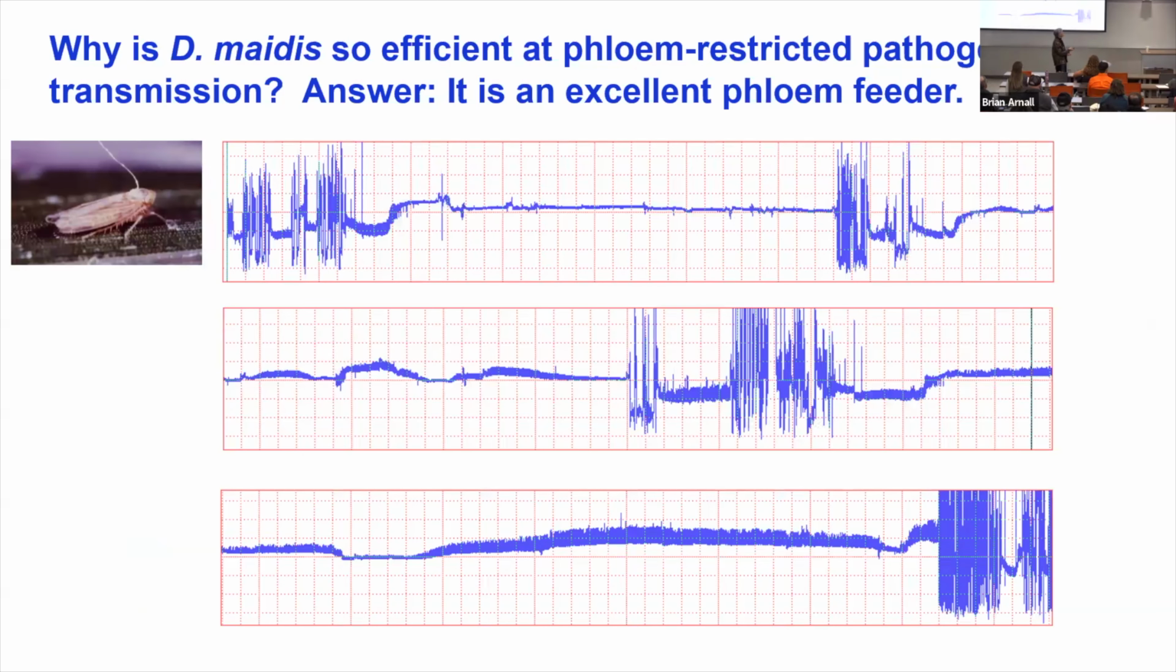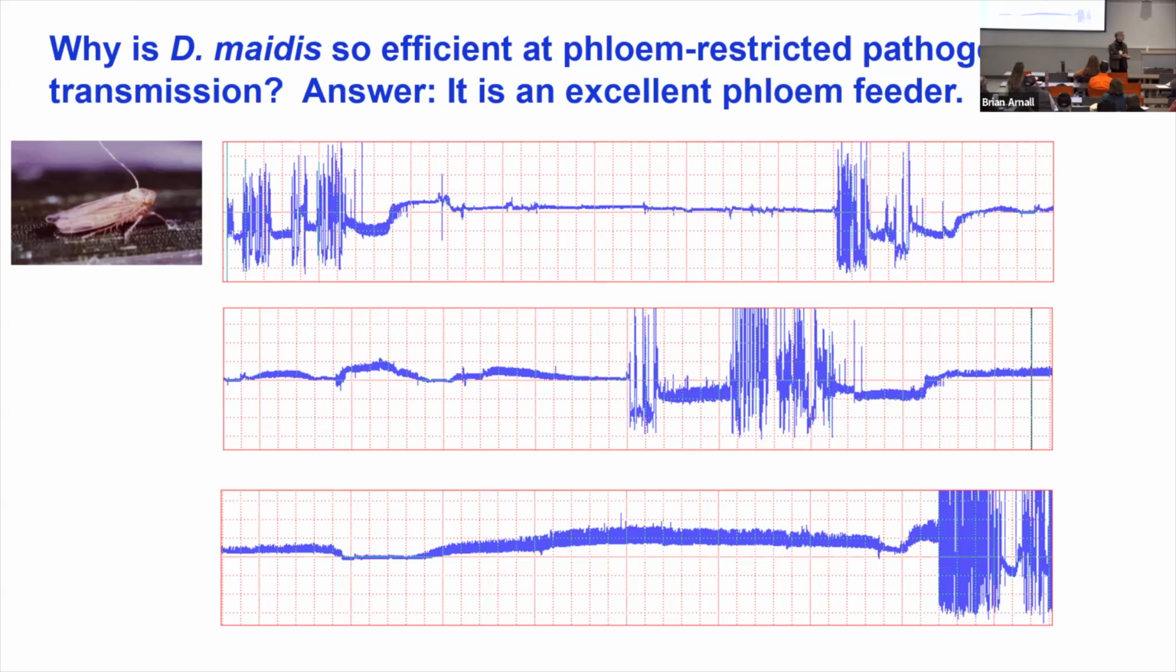All right, the last thing about features, I want to mention feeding behavior. Oh, I really want to talk about that, but we don't have 3 hours. I've got 3 minutes. So I've done a lot of work looking at feeding behavior of Dalbulus maidis. And the question is, why is it so efficient at phloem-restricted pathogen transmission? The answer is because it's primarily a phloem feeder.